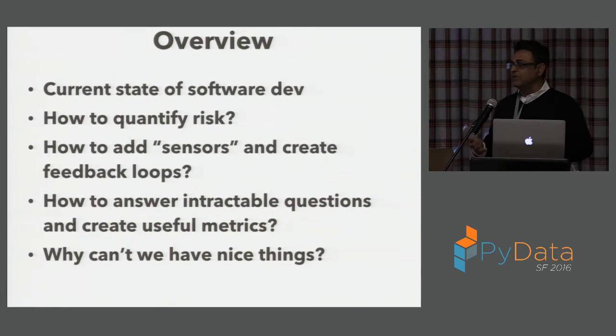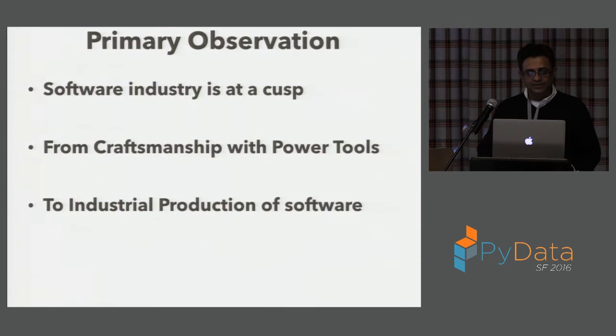And so until we fix this, until we have an idea of how do we predict how our project is doing well ahead of time and identify these areas in a reasonable way, in a way that we can quantify and reason about, then we're doomed. And so the idea that I mentioned earlier is that we're at a cusp from craftsmanship with power tools to industrial production.